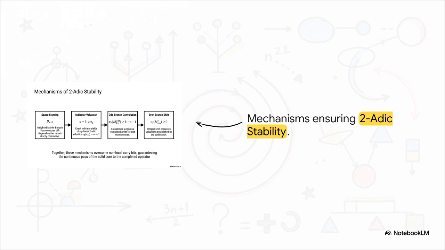To pull this off, the framework relies on 4 specific mechanisms. First, the space framing in a weighted Mahler-Banach space, where the weight equals 1 ensures off-diagonal matrix entries are strictly contractive. Then it uses an exact indicator valuation, an odd branch convolution, and finally an even branch integral shift. You can kind of think of these as sequential filters. They catch and overcome the carry bits, preserving the absolute integrity of our solid core.